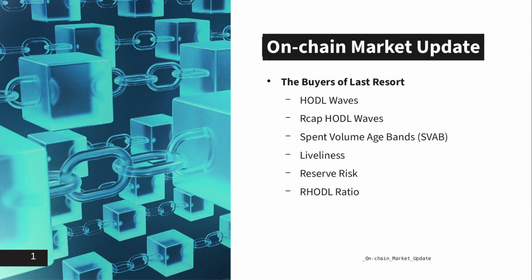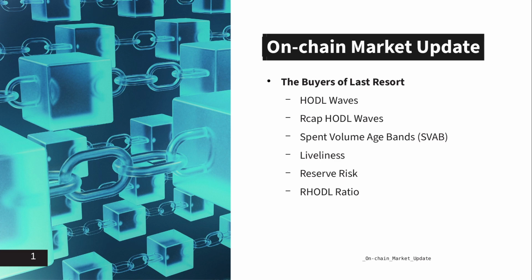So we're going to be looking at things like the HODL waves, the RCAP HODL waves, and I'll explain the difference between the two and how you actually interpret them. We'll look at the spent volume age band, which is their spending behavior. Then we'll look at some of these big picture oscillators and macro views in liveliness, reserve risk, and R-HODL ratio. Between these, this is a pretty good tool set. There's a lot of versatility you can get out of it. There's a whole lot more that we can obviously use, but to fit into a typical video update, this is probably a nice little packet of information to start with.